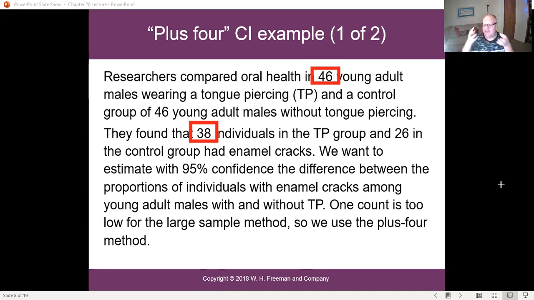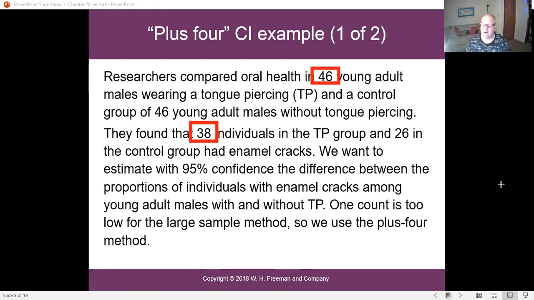Now remember how we had to have at least 10, or even at least 5. Sometimes they say at least 5. In this case, it's at least 10. We don't have at least 10 cases in our story. And that's going to make it less than normal and hard to make predictions and assertions using our hypotheses. So this is a great example of why you would use the plus 4 method. In this case, one of the proportions is significantly unfair. We only have 8 people that did not have enamel cracks in that group. That's too low.